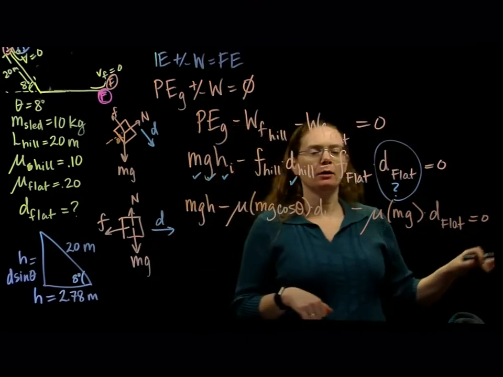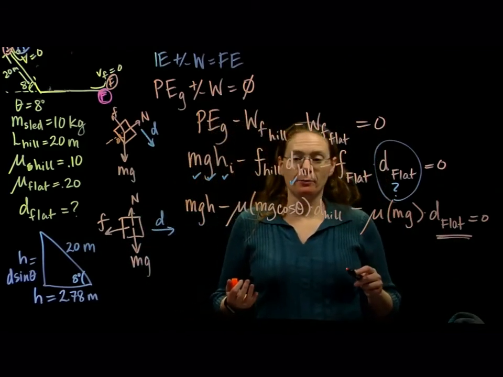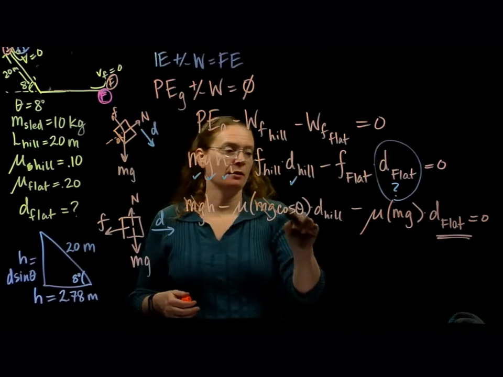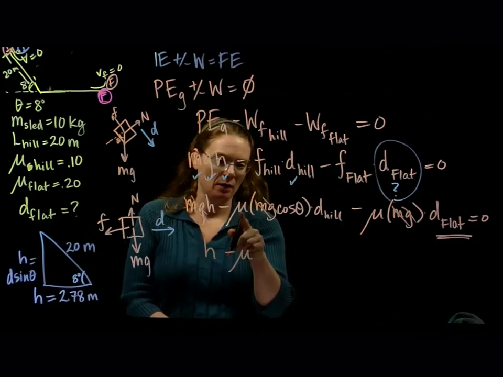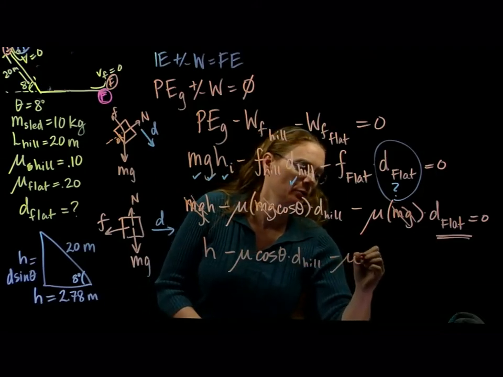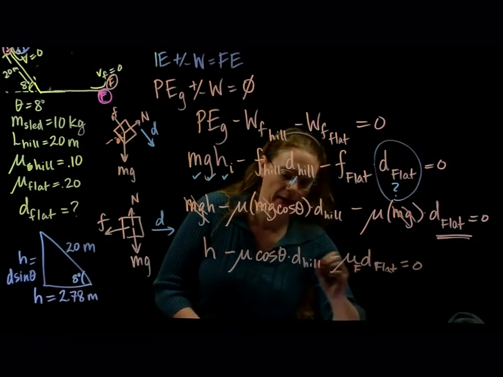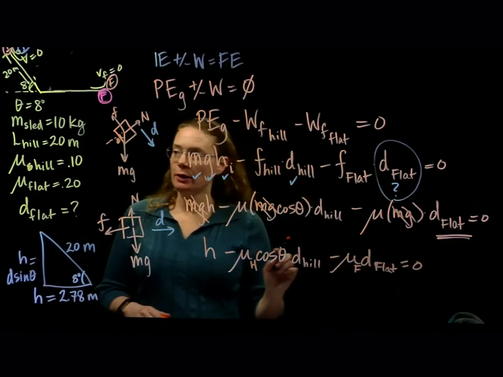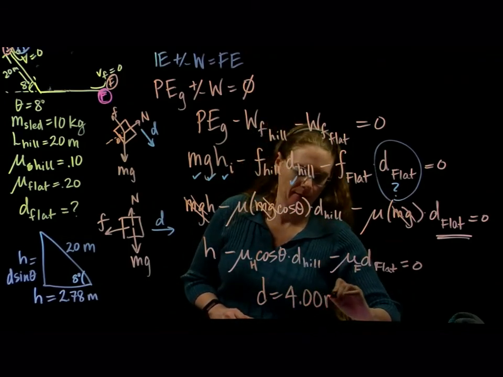We know everything here except for the distance on the flat. And if you want to make your calculating life a little bit easier, take a look at what we can get rid of here. mg, mg, mg. This looks much easier if you do it like this. Okay, h equals mu cosine theta times d hill minus mu times d flat. Oh, I better be careful. This is on the flat and this is on the hill. We had two different coefficients of friction. We can do the math. We know absolutely everything. And if you do, you get, what a surprise, 4 meters.